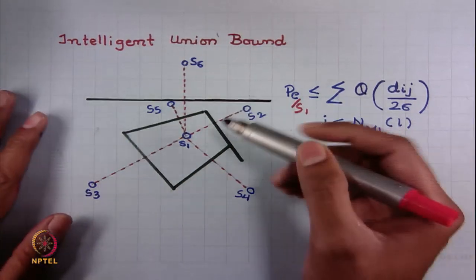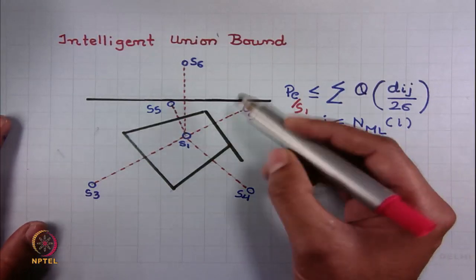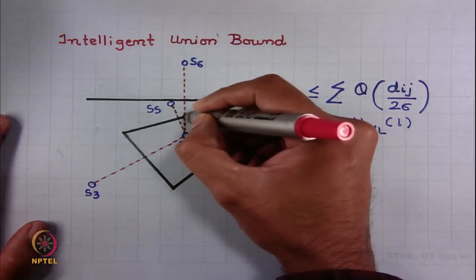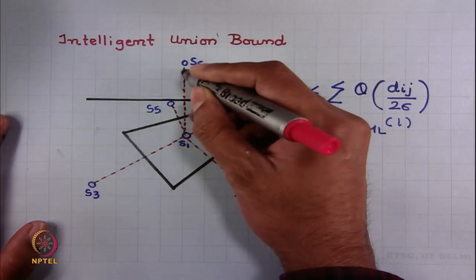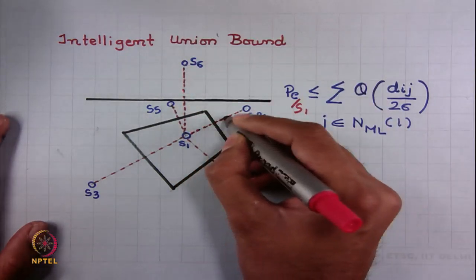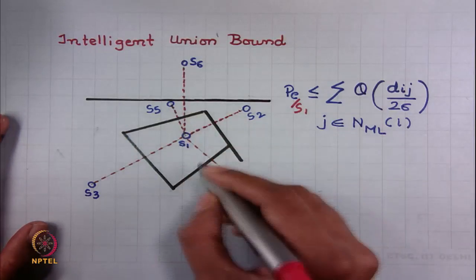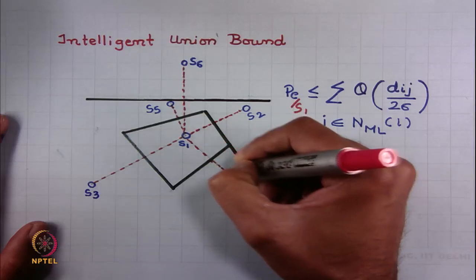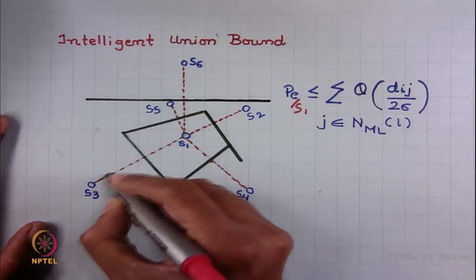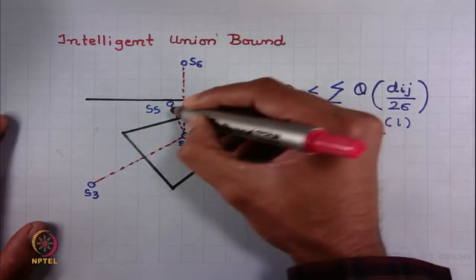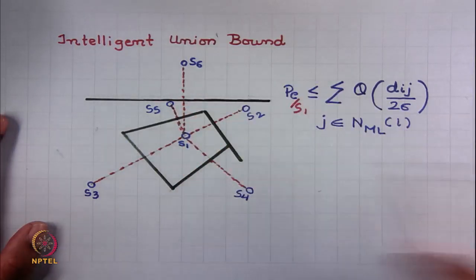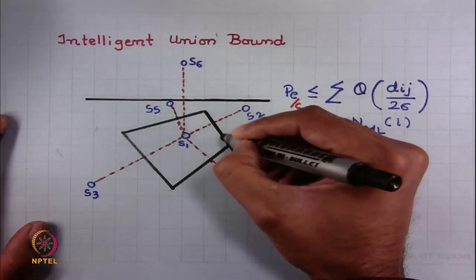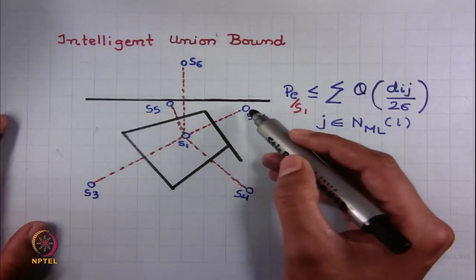So, the first question is how do we calculate the decision region, and the idea is the same as before. You start by drawing lines to all signals from S1. So, we are now calculating the decision region for S1. So, we have to draw lines from S1 towards all signals, and then the second step is to draw perpendicular bisectors to those lines. So, this is the perpendicular bisector for the line connecting S1 and S2.